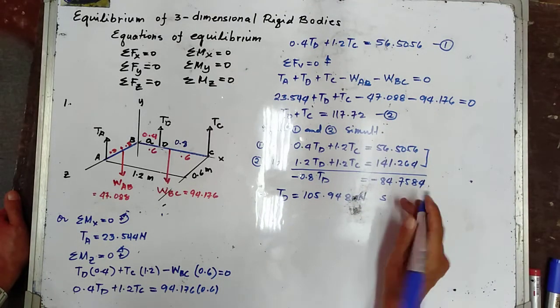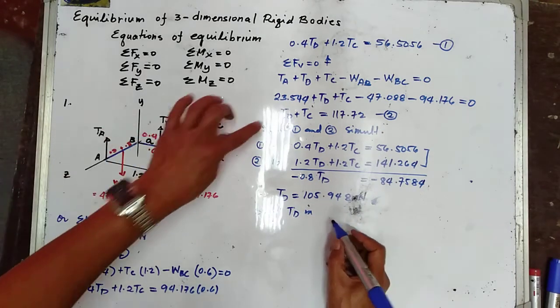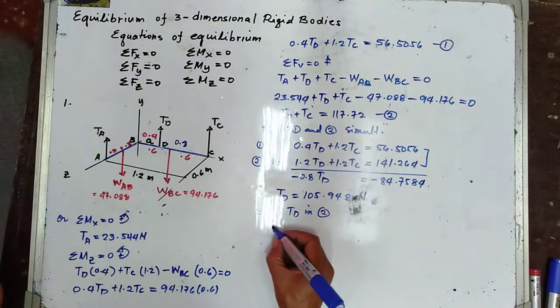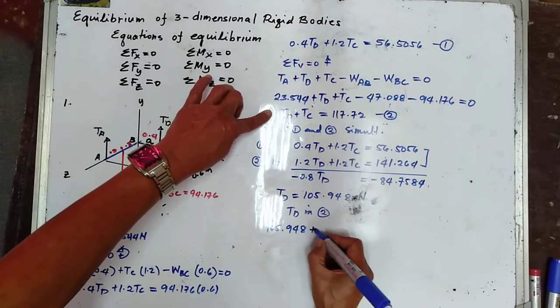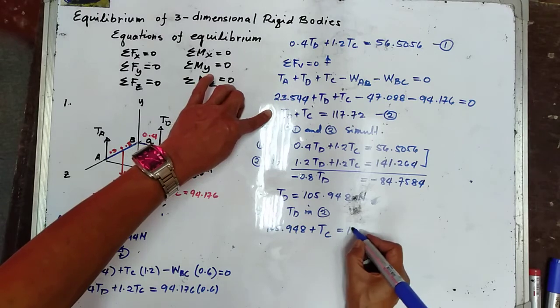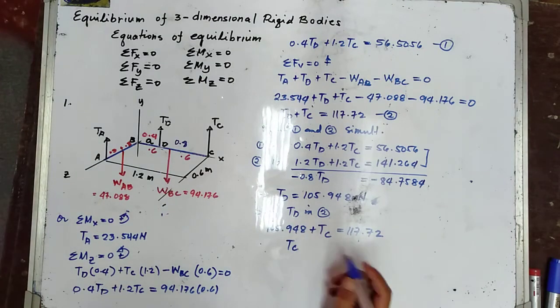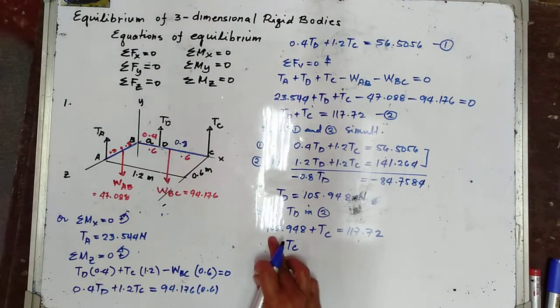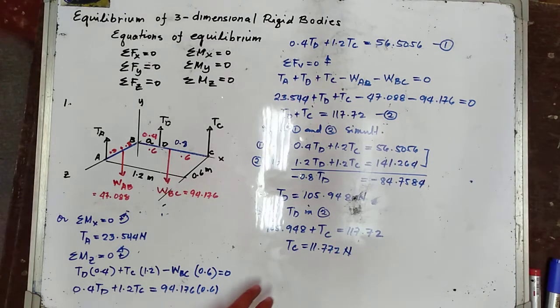Okay, so let's try to substitute TD in either equation 1 or equation 2. In here, I'm going to substitute TD in equation 2. So that your TD in equation 2, 105.948 plus TC is equal to 117.72. So your TC is 117.72 minus 105.948. That is 11.772 newtons. Okay, so that is the value of TC.